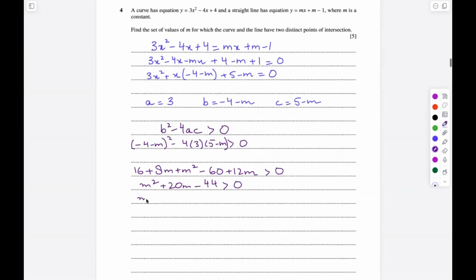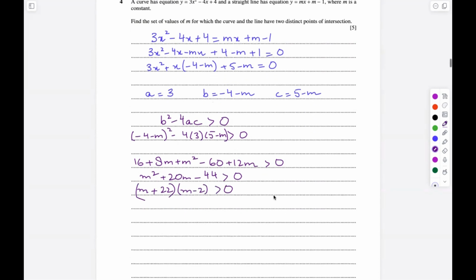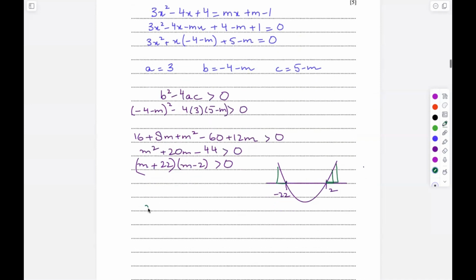Simplifying this, we can write it as (m + 22), and the other factor will be (m - 2), greater than 0. Now, once we have the two values of m, to give the correct inequality sign, we can first represent them on a quadratic graph. The upper value is positive 2, and the lower value is minus 22. As it is greater than 0, we have to move towards the right from positive 2 and towards the left from minus 22. So the values of m will be greater than positive 2, and m will be less than minus 22.